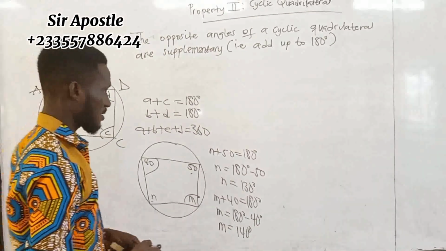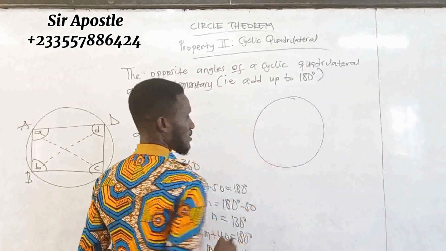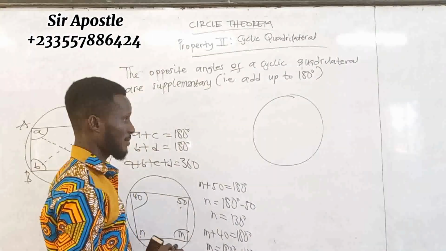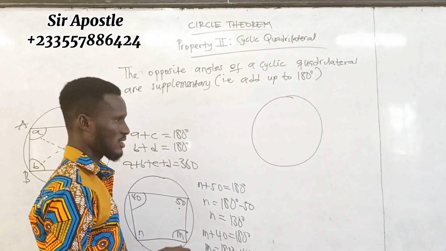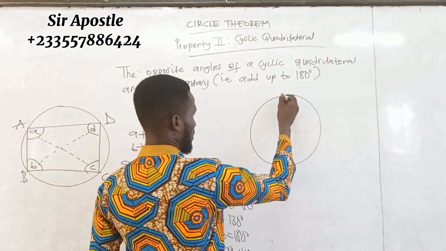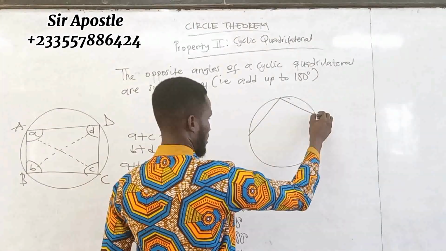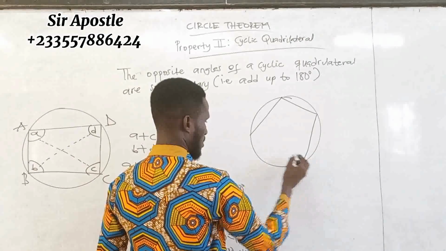We can talk about many examples. Now let me talk about this example too. We are still on the cyclic quadrilateral. They can also confuse you in so many ways. Now I can have something like this, then something like this.